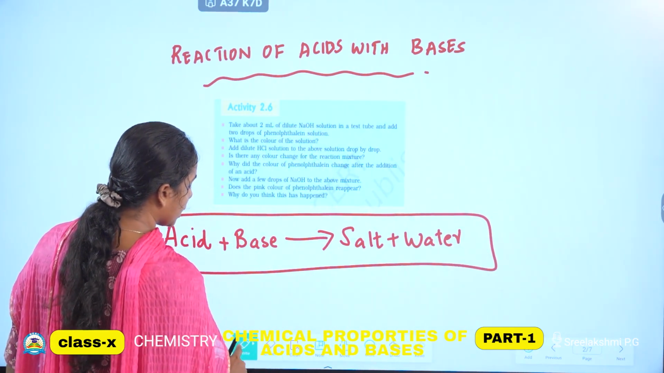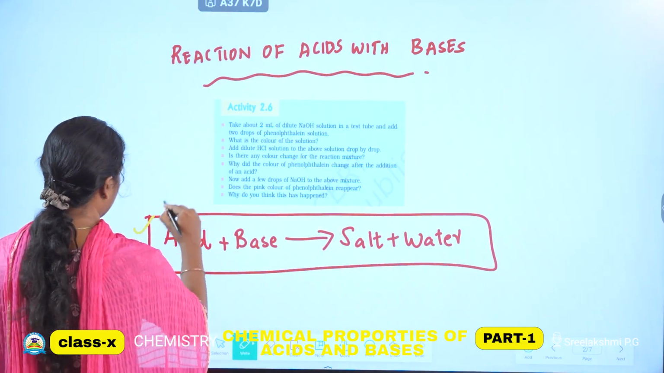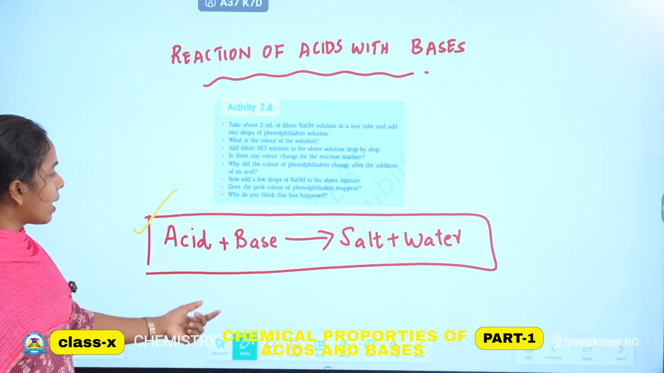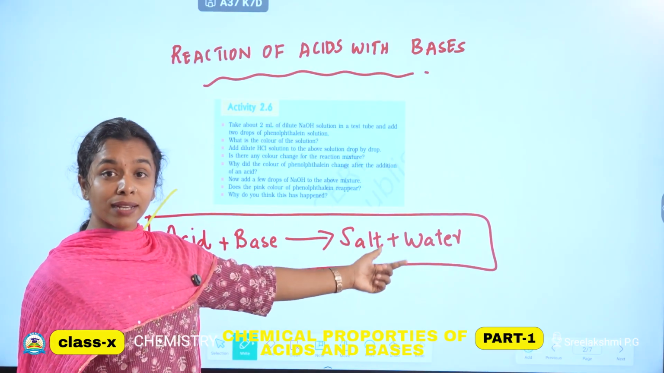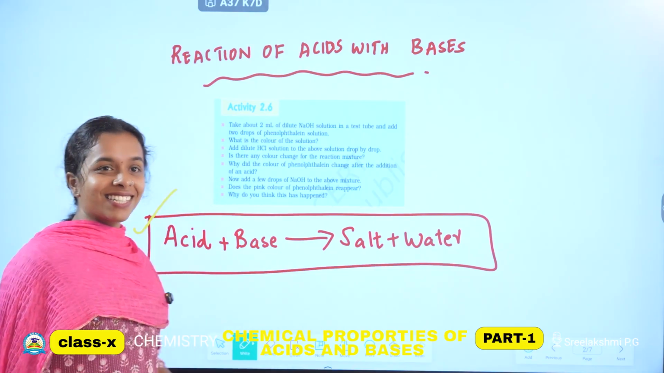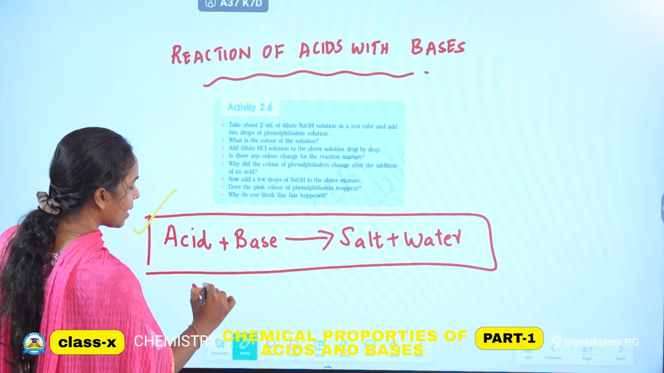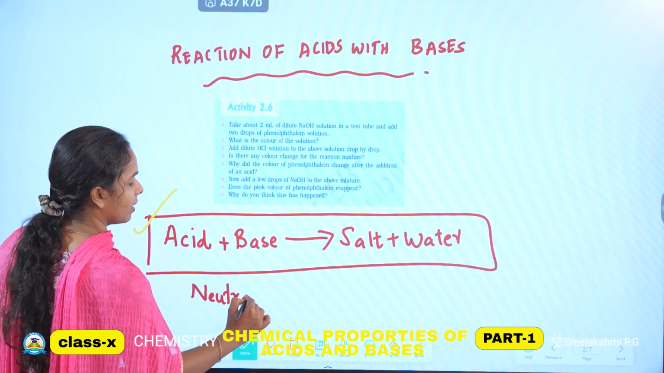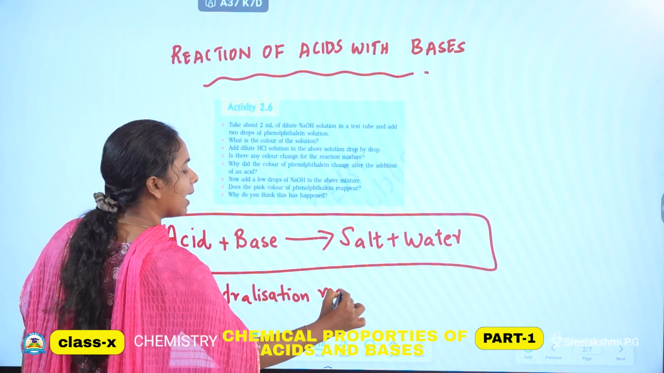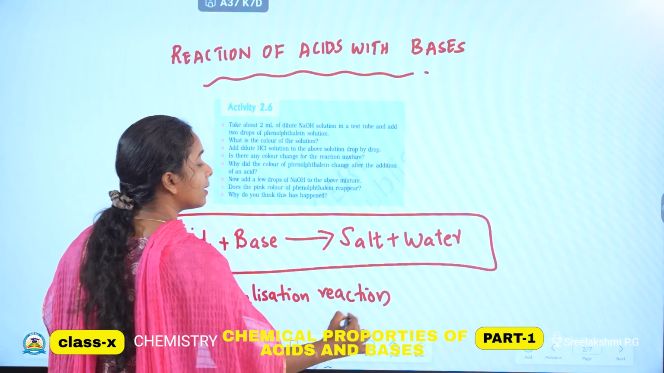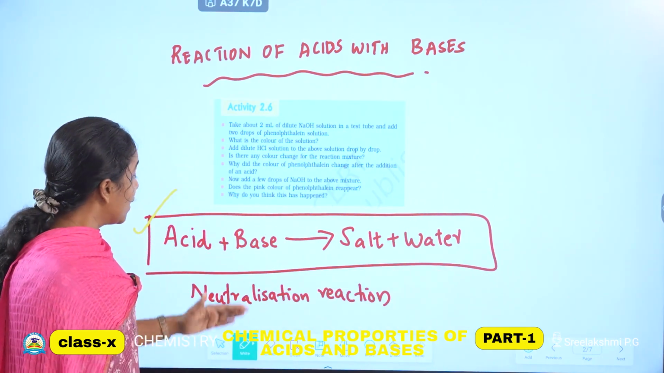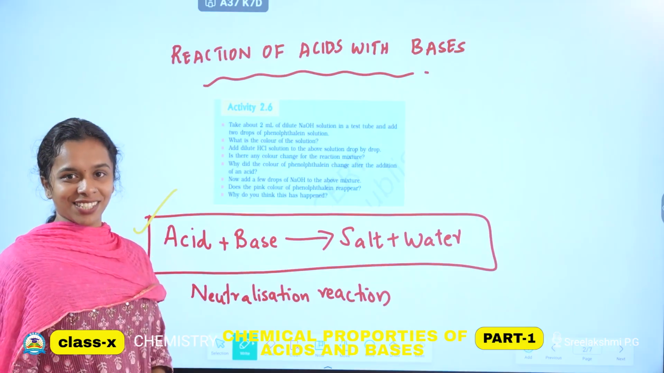So for the important equation, we will put a tick. Okay? So this reaction is very important. Acid reacts with a base to give salt and water. What is this reaction called? Yes, this reaction is called a neutralization reaction. When an acid reacts with a base and it gives salt and water, then that reaction is known as a neutralization reaction. Understood?